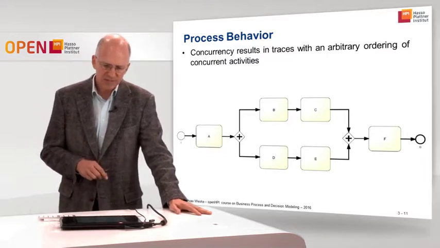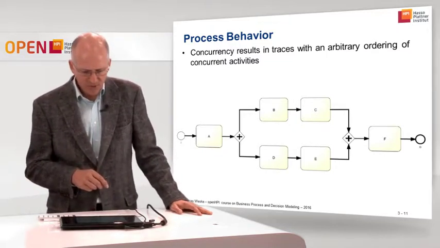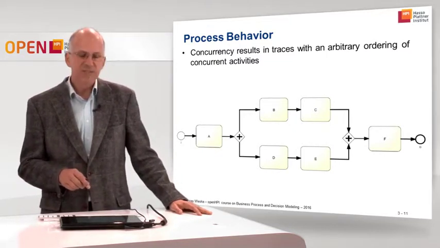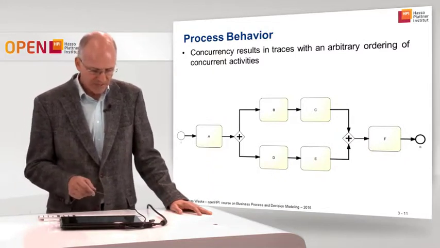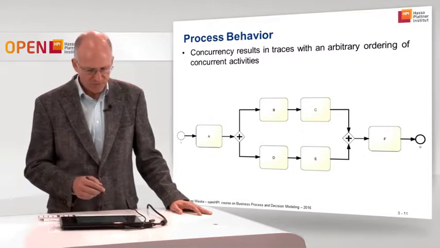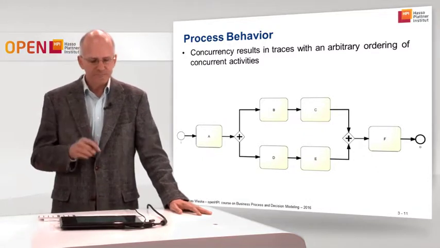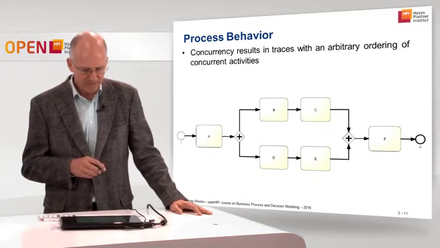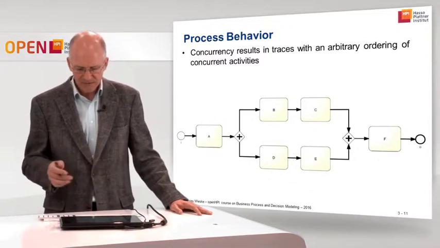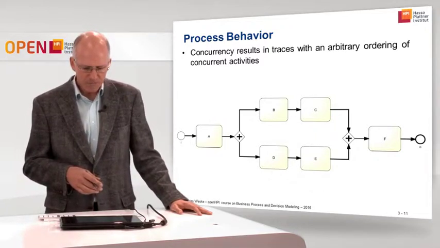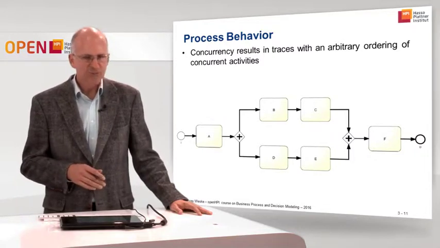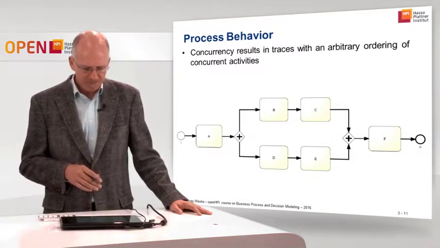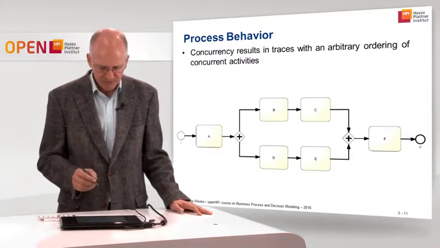So concurrency results in traces with an arbitrary ordering of concurrent activities. In this abstract example, we have different traces. Each trace starts with the event I. We label the start event I and the last event O. Reasons will be discussed in a minute, or later this week, I should say. So the first activity that happens here is A.